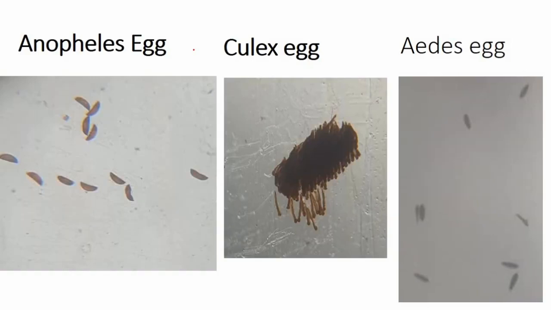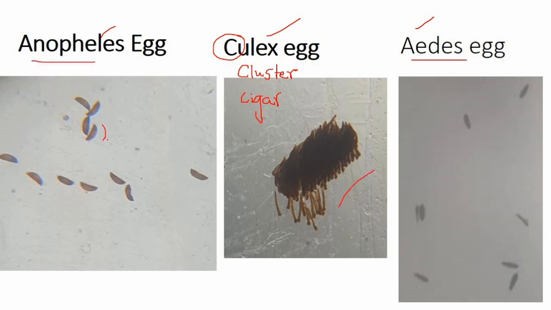So the first and easiest spotter is the egg. We have to differentiate between Anopheles, Culex and Aedes. When we mention Culex, C is the mnemonic here. Culex lays eggs in clusters, and individually the eggs are cigar shaped. So when the eggs are clustered, you can easily identify them as Culex eggs. When the egg is single, it may be either Anopheles or Aedes. When it is spindle shaped, it is Anopheles. When it is oval shaped, it is Aedes.